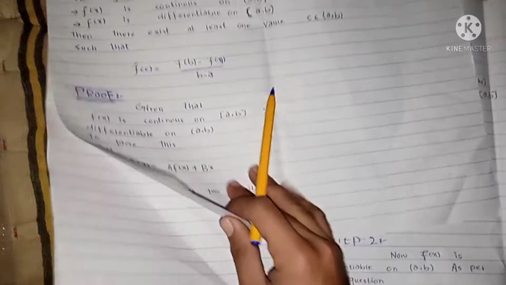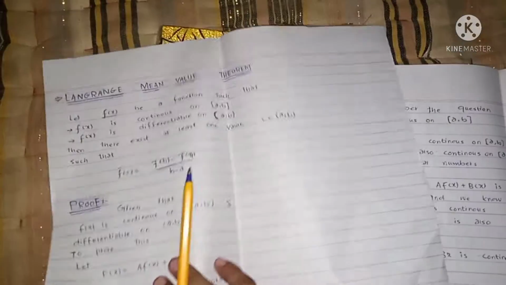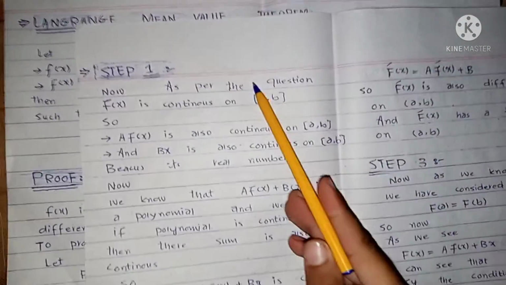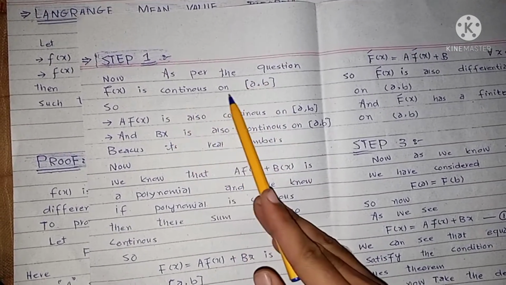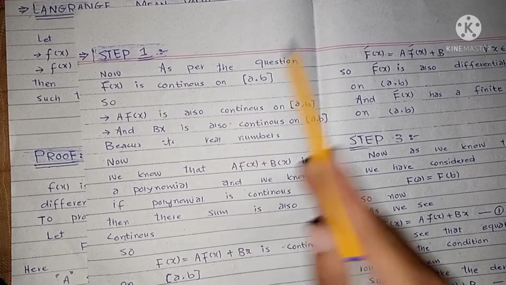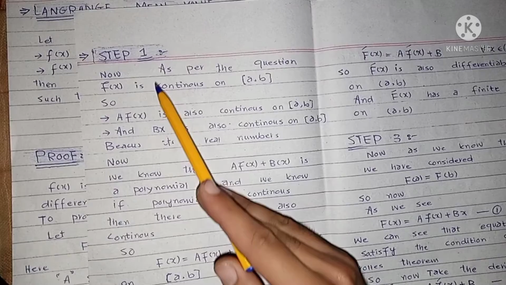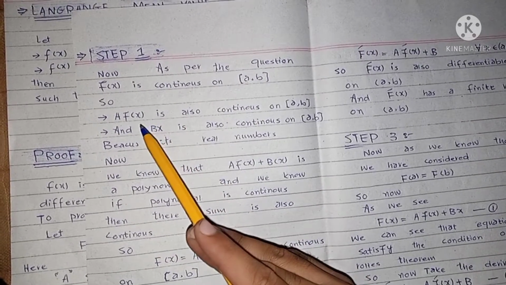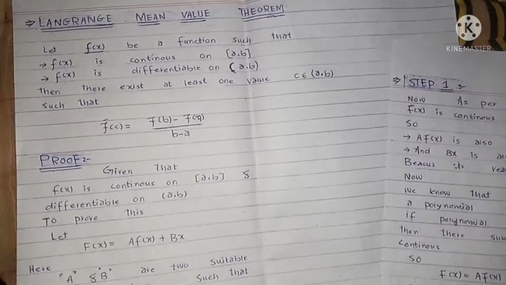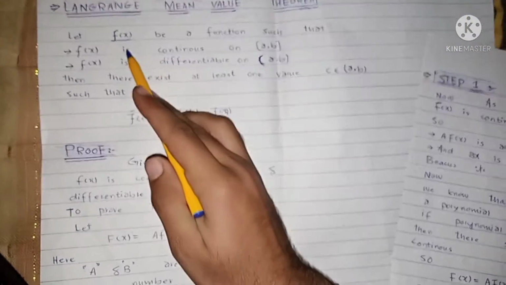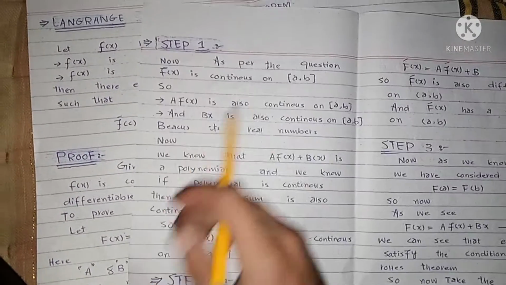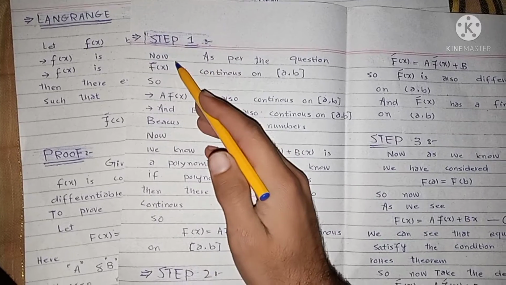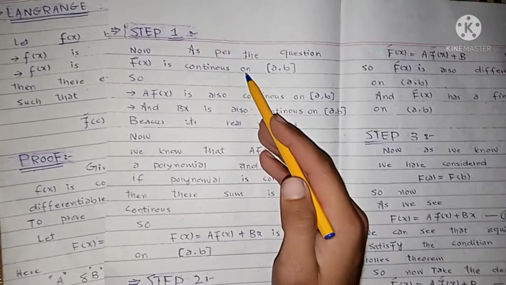So now I have divided the whole question into three steps, so as to make it easier for you. In step 1, we will just talk about the continuity. As they have told us in the question, f(x) is continuous on [a, b]. From here you can see f(x) is continuous on [a, b] and f(x) is differentiable on (a, b). So here again I have written that, as for the question, f(x) is continuous on [a, b], okay?